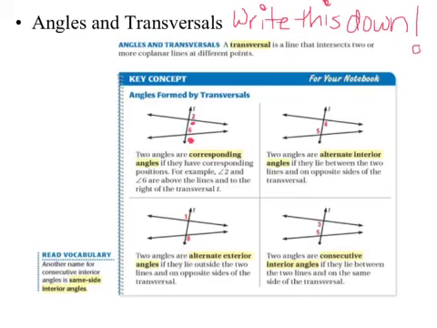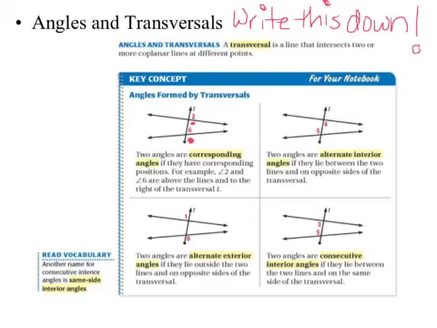And then we have consecutive interior angles. Consecutive, I always think of it as consecutively. It goes one then the other. If I were to travel, I hit one then the other. They are consecutive. Two angles are consecutive interior angles if they lie between the two lines and on the same side of the transversal.